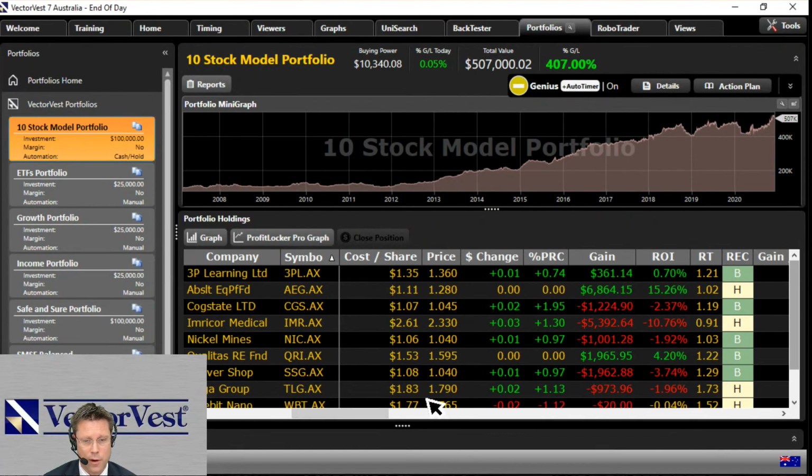We're not fund managers, we're not brokers, so we're fully disclosing everything that's taking place. Right, there it is. That's how it's tracking.